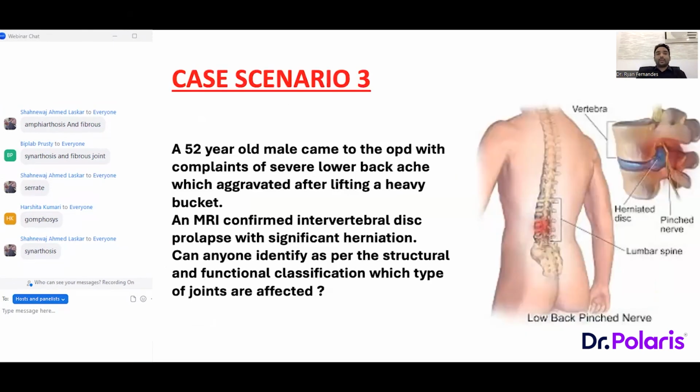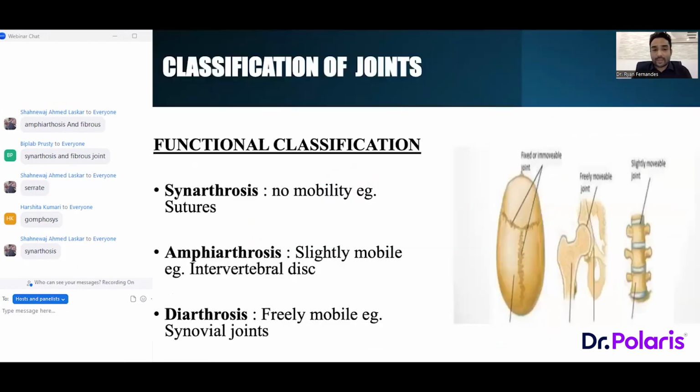A 52-year-old male came to the OPD with complaints of severe lower back ache, which aggravated after lifting a heavy bucket. An MRI confirmed intervertebral disc prolapse with significant herniation. Can you identify the structural and functional type of joint affected here? I want the structure as well as function. Again, I'm reminding you, functional is synarthrosis, amphiarthrosis, diarthrosis.